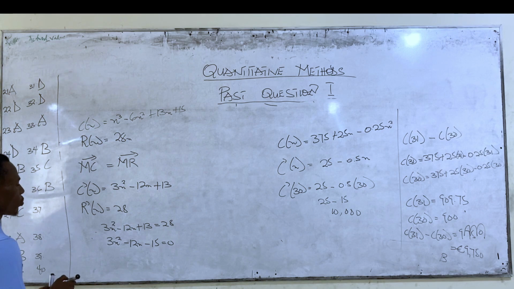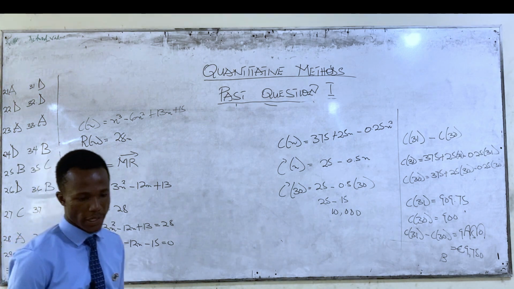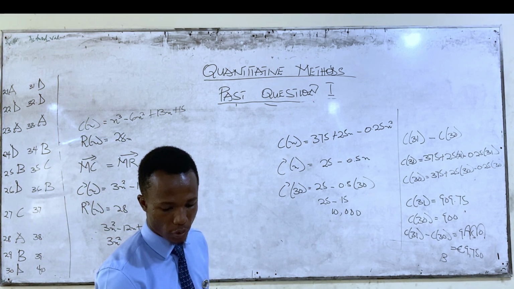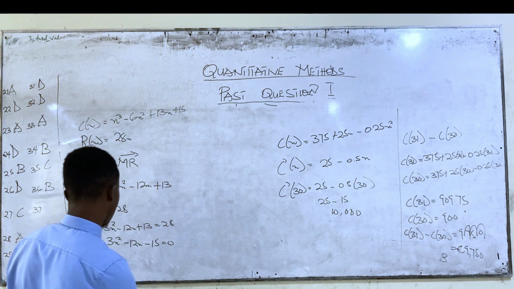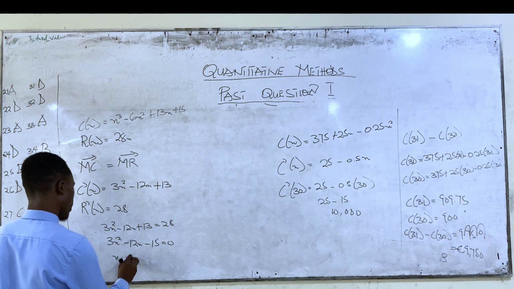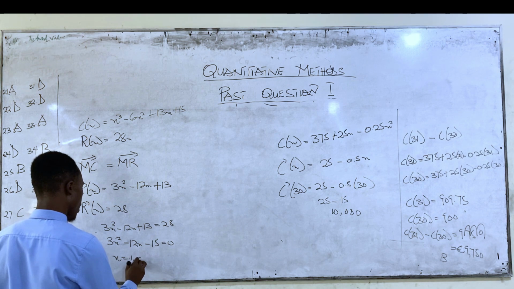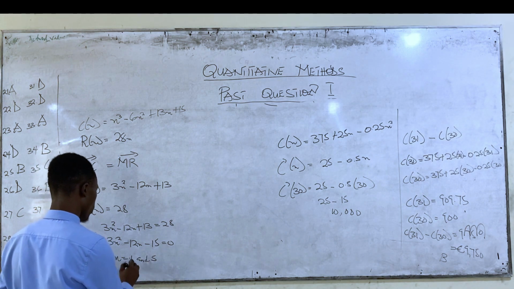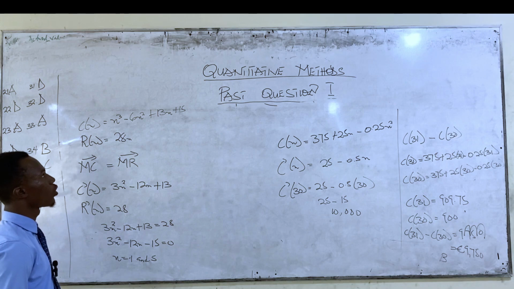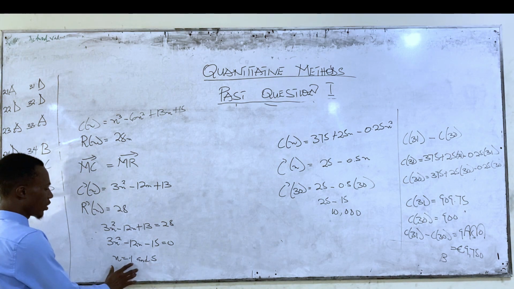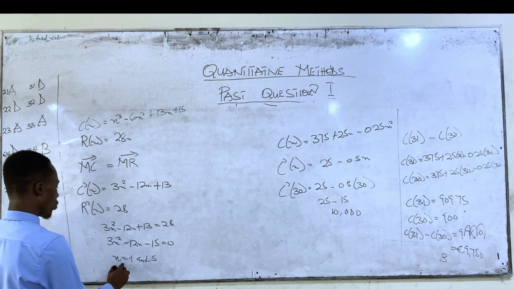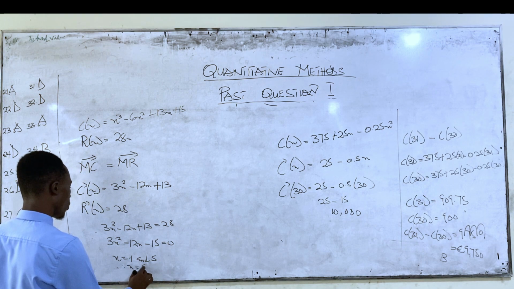You punch this on the calculator to find the two values of x, and you get x equal to negative 1 and 5. Because we need x to be positive, we are not interested in the negative one. Therefore, we go for x equal to 5.